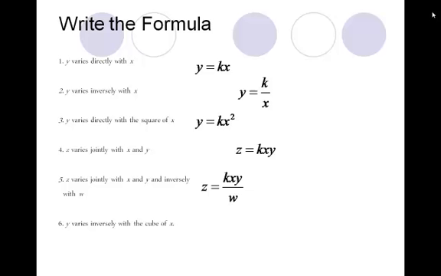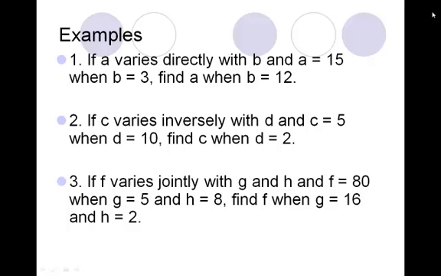And then the last one, number 6, y varies inversely with the cube of x. We want to think about what the inverse variation formula looks like, but we don't want to use regular x, we want to use x cubed. So y equals k over x cubed. Okay, now that we've practiced writing formulas, we're going to do some actual examples.